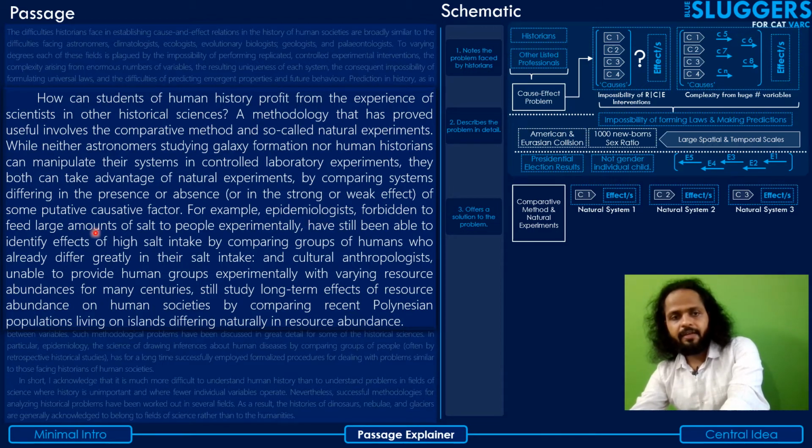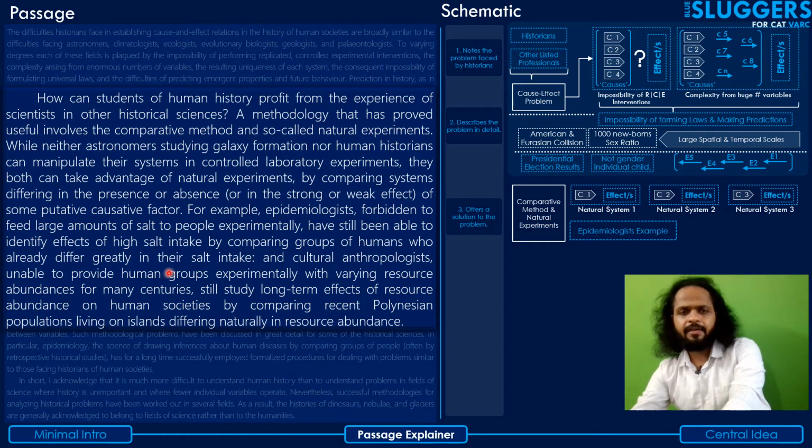For example, epidemiologists forbidden to feed large amounts of salt to people experimentally have still been able to identify effects of high salt intake by comparing groups of humans who already differ greatly in their salt intake. And cultural anthropologists unable to provide human groups experimentally with varying resource abundances for many centuries still study long-term effects of resource abundance on human societies by comparing recent Polynesian populations living on islands differing naturally in resource abundance.